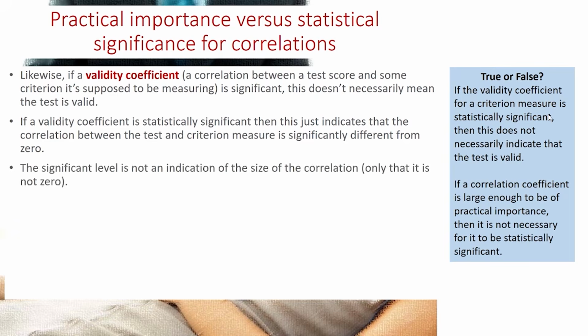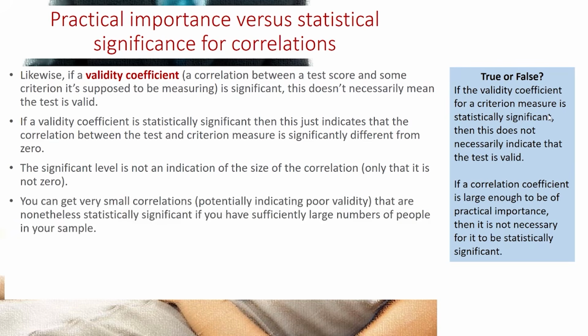Okay, so again, just reiterating that the significance level doesn't tell you how big the correlation is because it's also dependent on the sample size. Of course, you can get very small correlations that are nonetheless statistically significant if you've got sufficiently large numbers of people.